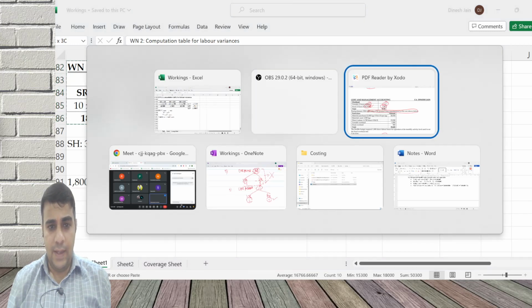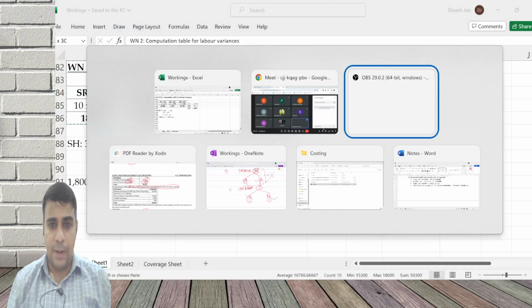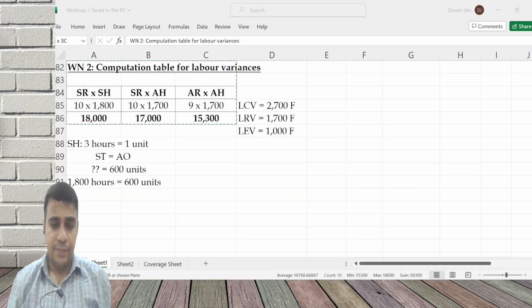Done with labor variance. Anyone still doing it? Variance answer, just copy paste. Don't worry about the variance answers. Table is the critical part as of now. Focus is just getting the table.